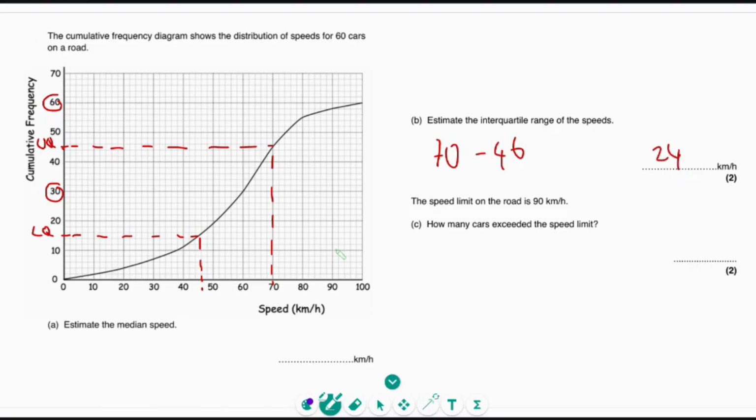Speed limit on the road is 90 kilometers per hour. How many cars exceeded the speed limit, went faster than the speed limit? So it's just these ones here. So it'd be 2.